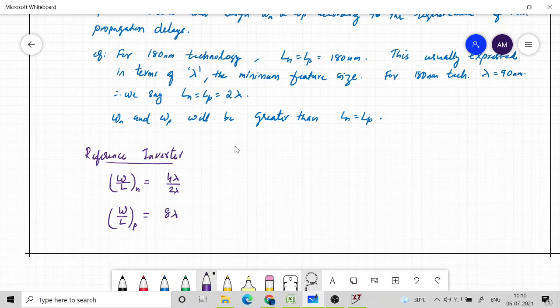Similarly for PMOS, W by L will be taken as 8 lambda. It should be 2 times. WP should be 2 times that of WN, and Ln and LP should be the same. So here what we have taken is that Wp is equal to 2 times Wn. I took Wn as 4 lambda and Wp as 8 lambda, so that it will cancel the difference in mobility. So this is a standard inverter, and now we will denote this reference inverter in the following manner.